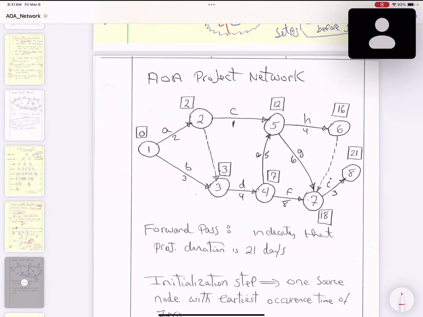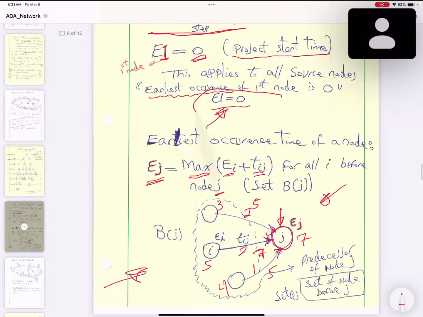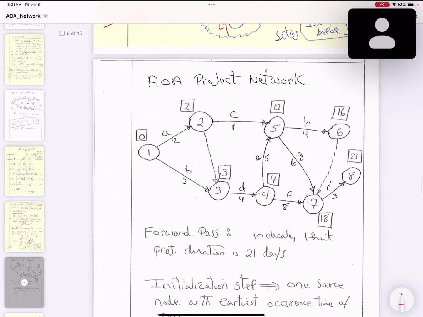This is our network. How early can you start activity A? Based on this formula, the earliest that you can start activity A is 0. The earliest start of the first node is 0. So you put 0 over here, and then you put it in this square. Do you follow this? Do you agree with me? Yes. And after node number 1, you need to go to the next node in sequence.